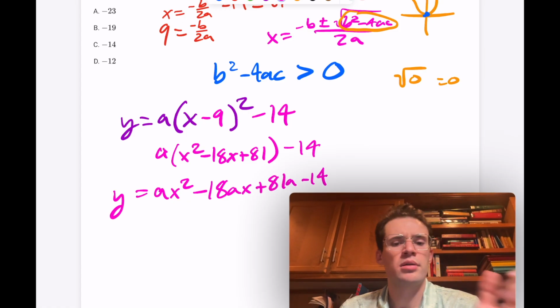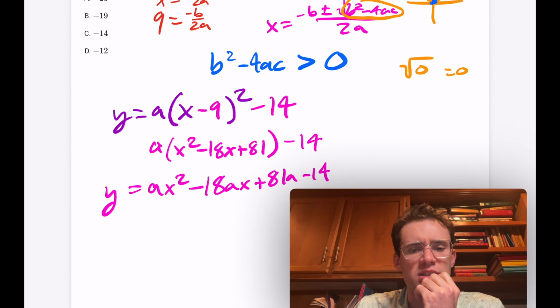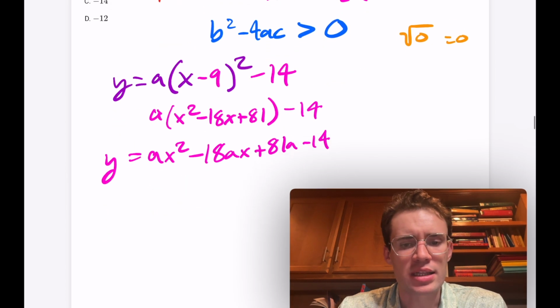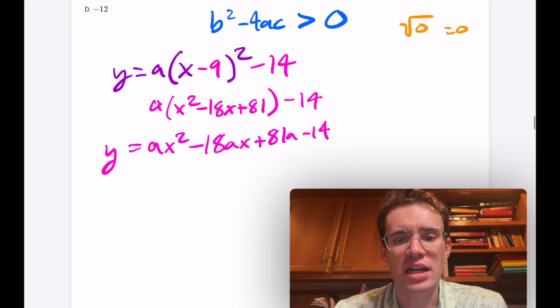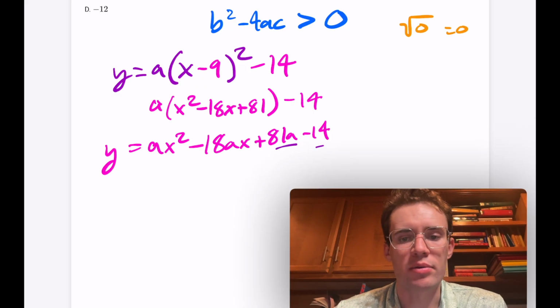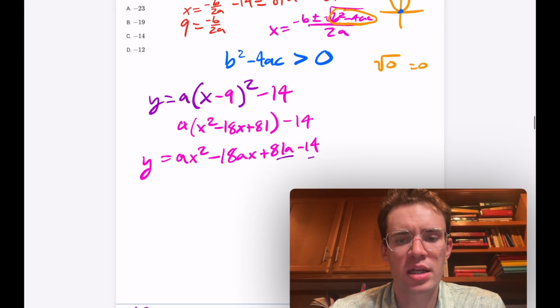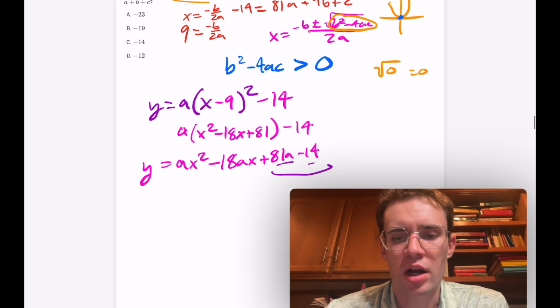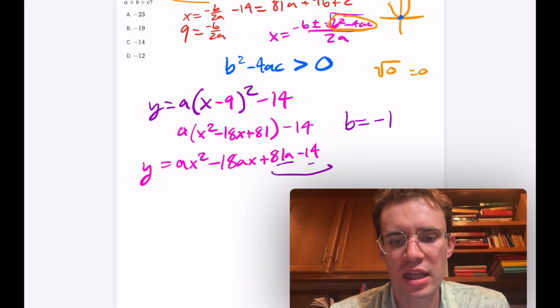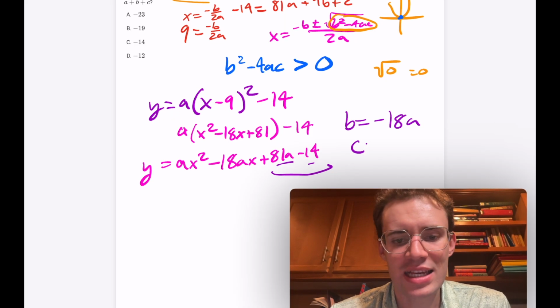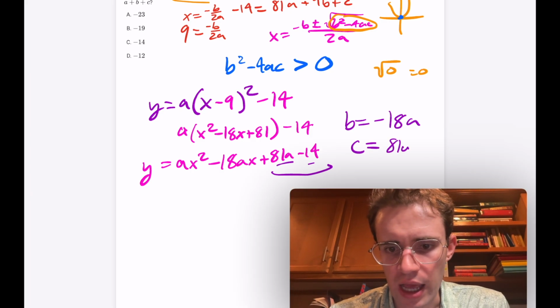That's equal to y. That means that the b value is negative 18a and the c value is 81a minus 14. Right? This is a constant, and then we're subtracting 14 from it to get this entire thing as a constant. All right, so we can say b is equal to negative 18a and c is equal to 81a minus 14.